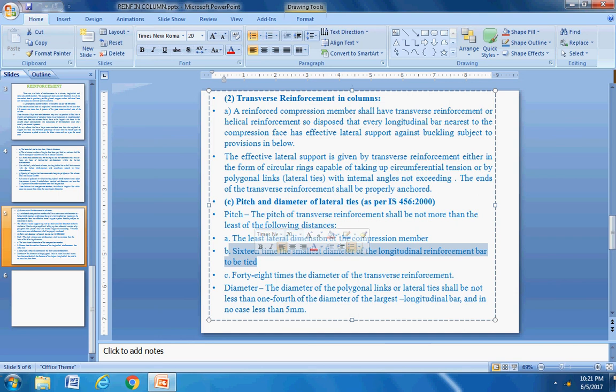Then another one is 48 times the diameter of the transverse reinforcement. If the diameter of the transverse reinforcement is 6 mm, then 48 into 6 mm. Out of the three values, that is A, B and C, we take the least value.